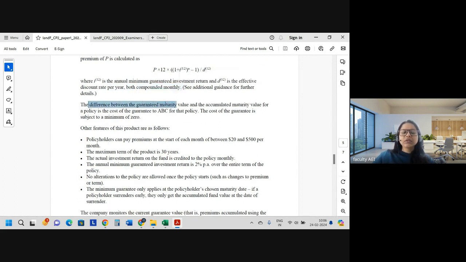The difference between the guaranteed maturity value and the accumulated maturity value for the policy is the cost of the guarantee. So basically, any difference between the guaranteed value and the accumulated value, if the accumulated value is lower than the guaranteed value, then that is a cost to the company. The cost of the guarantee is subject to zero. Obviously, if the fund value is higher than the guaranteed value, then there will be no cost.